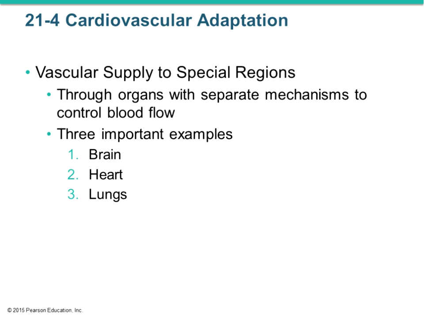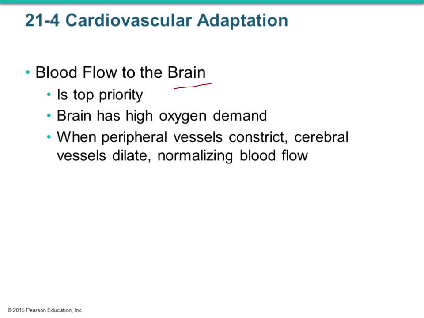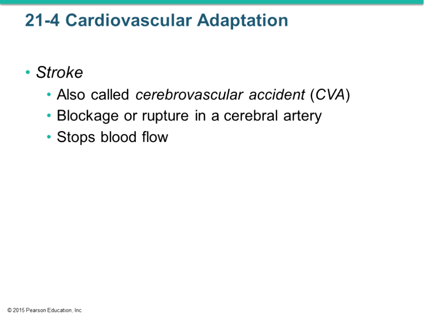All right, so vascular supply, again, there are separate mechanisms to regulate blood flow to the brain, heart, and lungs. As you might guess, those are very vital organs, and so they need to regulate, right? Blood flow to the brain is top priority. Brain has a high oxygen demand. As we talked about before, the brain does not have the ability to store sugar as well, so it needs a constant supply of sugar, obviously a constant supply of oxygen, and you can regulate blood flow in that regard, okay?